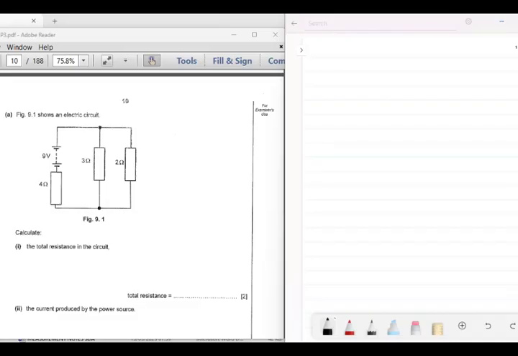Okay guys, now we are looking at questions. The first question that we shall look at is this one. As you can see, let me get this. Well, yes. So here we are. We are looking at this question.